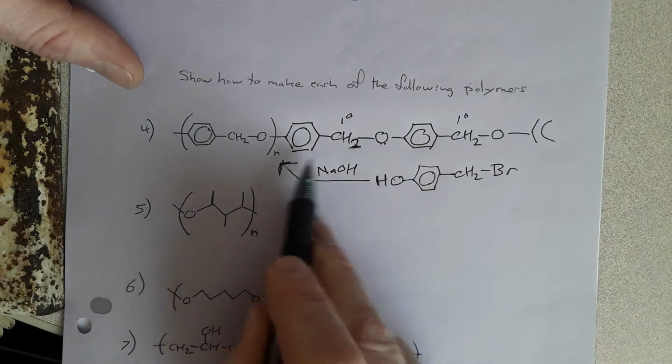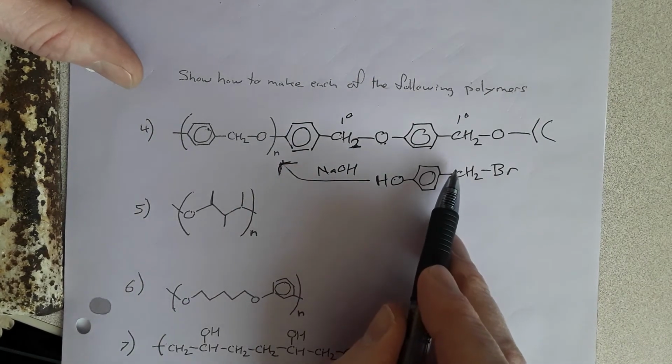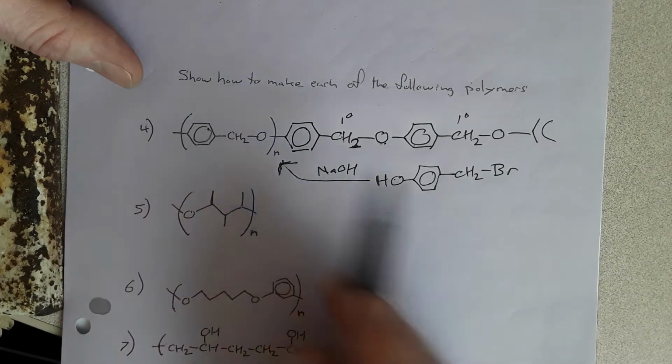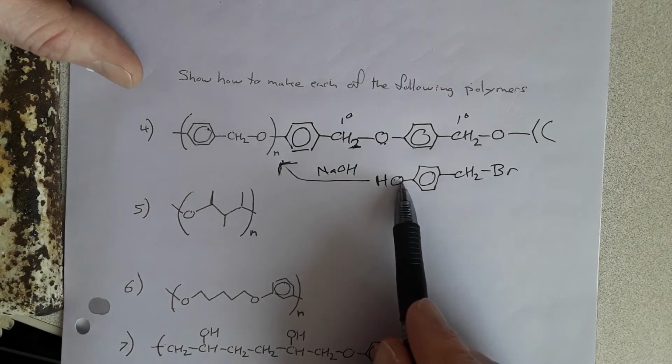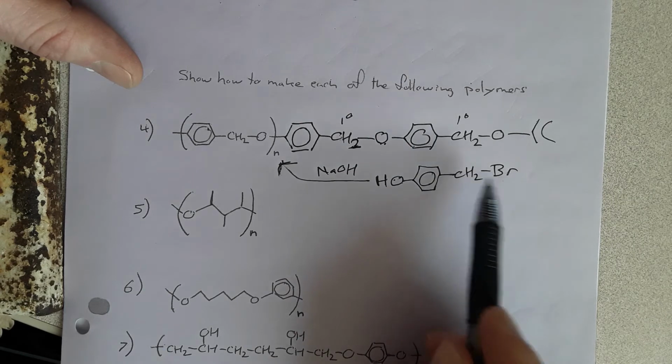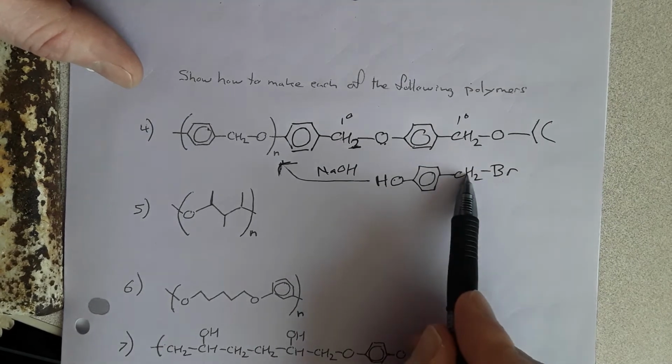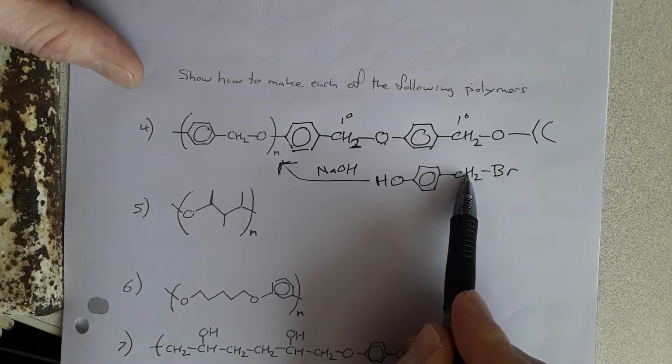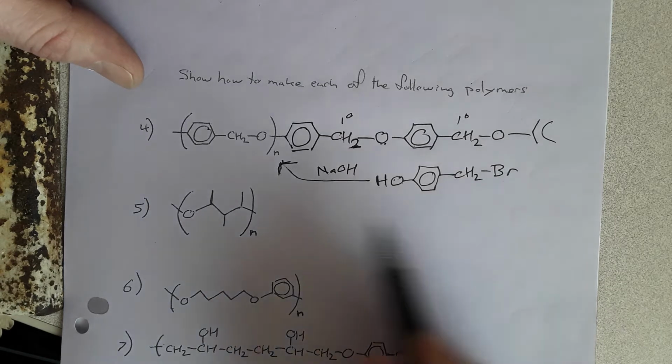Okay, so this is the method then of forming this polymer, coming up with a monomer with a nucleophile on one end and the electrophile on the other, and making sure that we have the leaving group on a primary carbon, so we get substitution and not elimination. Okay, let's look at the next one.